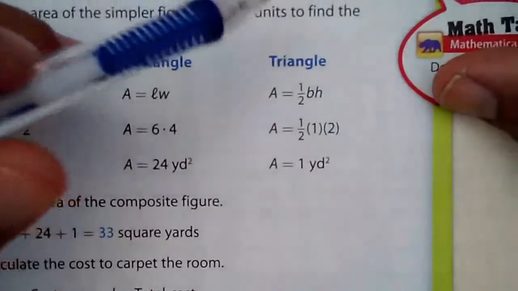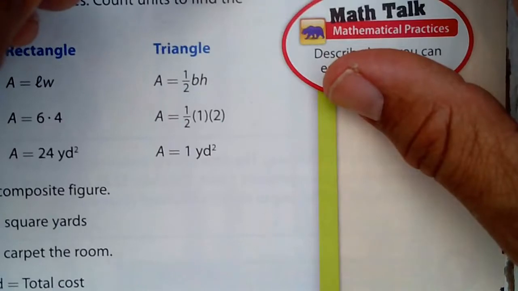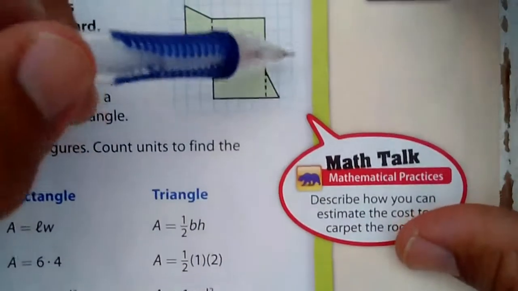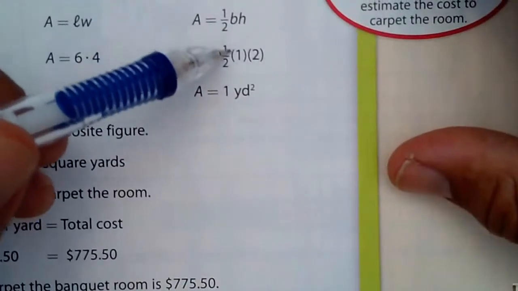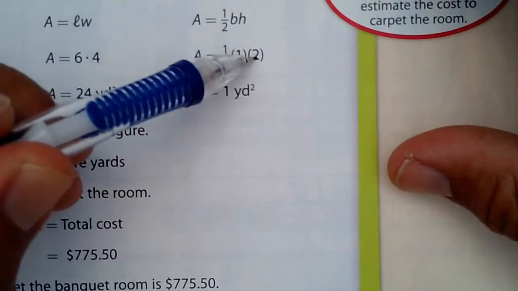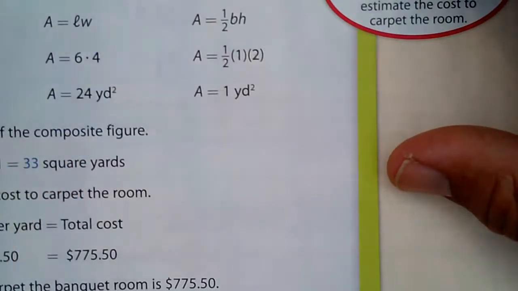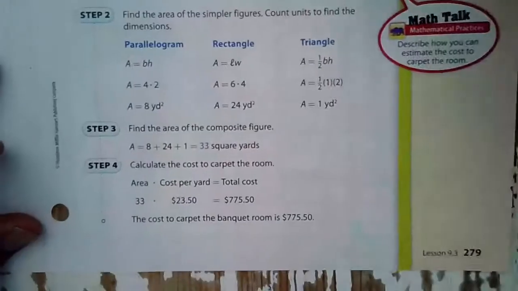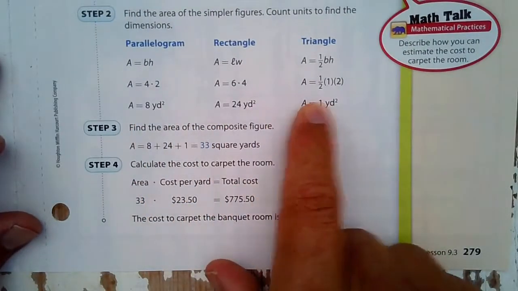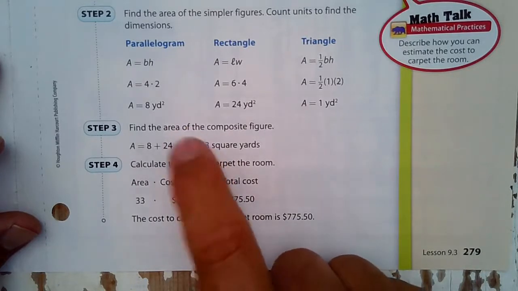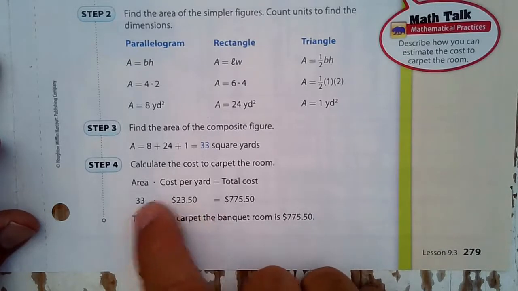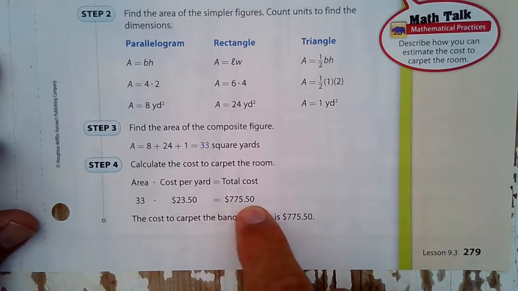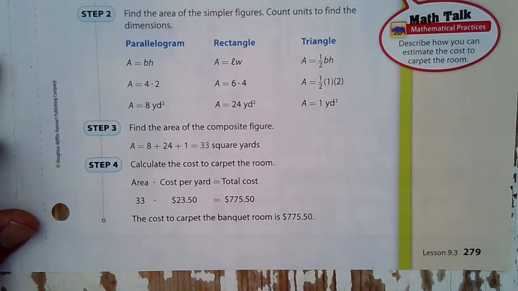Okay, there's the rectangle. And then the triangle, base times height. So that's 1 unit, and this is 2 units. So base times height, 1 times 2, but you got to take half of that. So 1 times 2 is 2, and half of that is 1. So we're going to add up all 3 of these, and you have 33 square yards. So that's how many square yards you have, but it's $23.50 for each square yard. So you have to multiply them, and you get $775.50 is the cost to carpet the room.